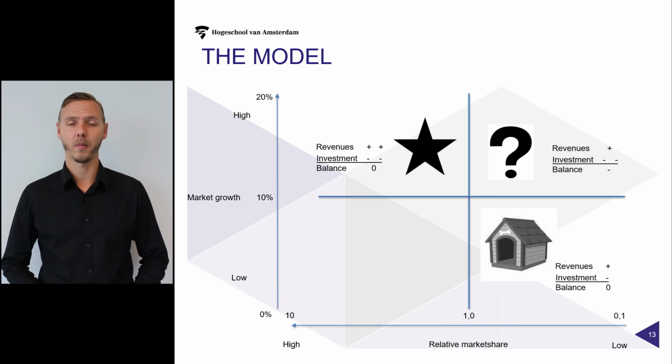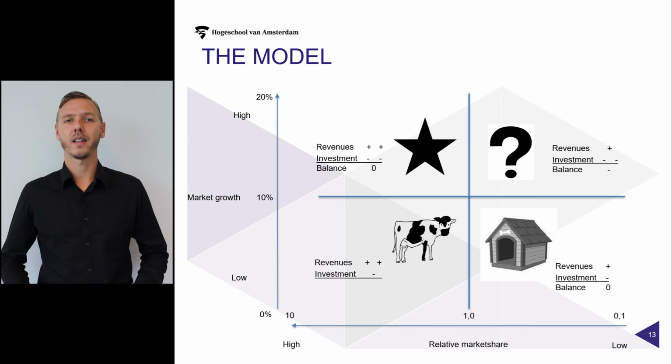Now, the last one is the cash cow business. Obviously, these give you the revenues. These give you a lot of benefits, a lot of profit. And the investment is not so much because it's not a fast growing market anymore and you're already a market leader, so you can lean back and just enjoy your revenues of these cash cow business. So this is the corner where you make the money.